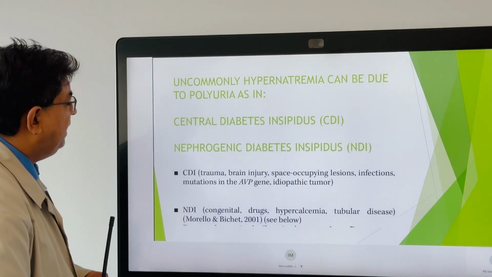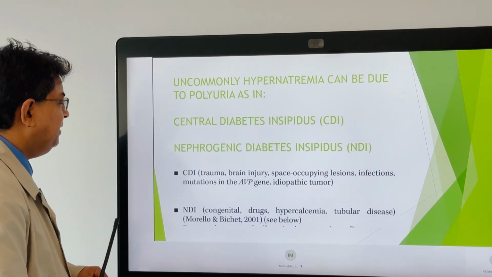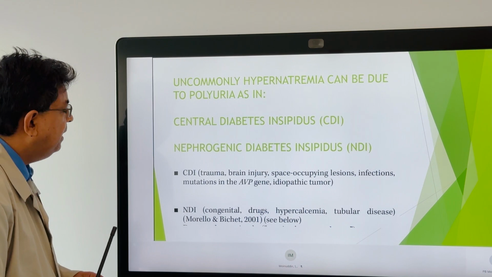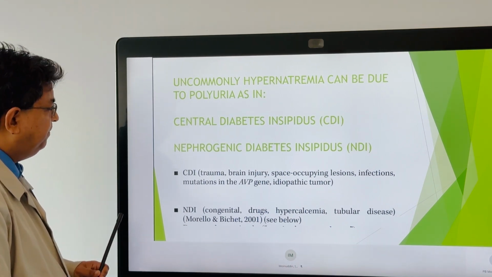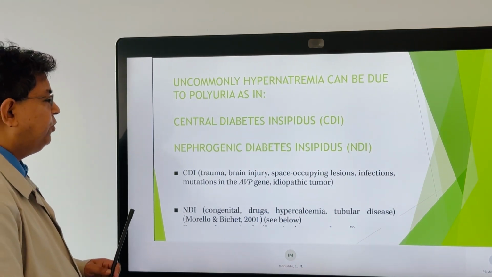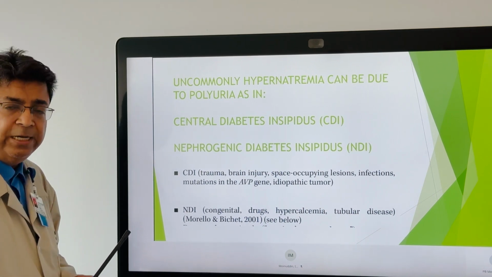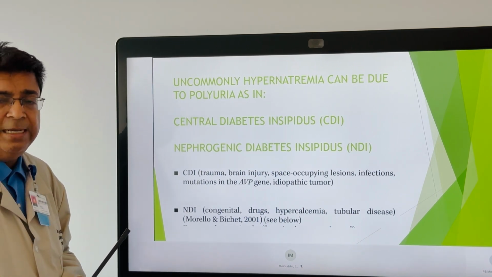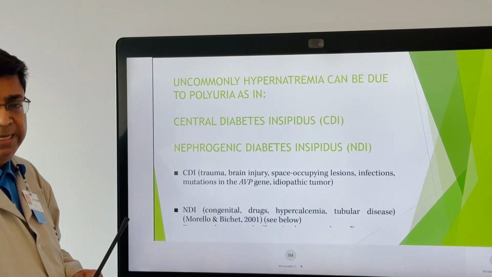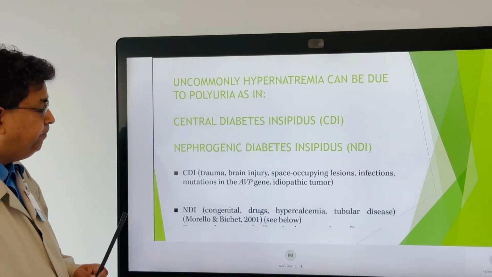Uncommonly, hypernatremia can be due to polyuria, as in central diabetes insipidus or nephrogenic diabetes insipidus. Polyuria can also be due to solute diuresis. Solute diuresis will be discussed in an individual session after the 8 sessions of board review.